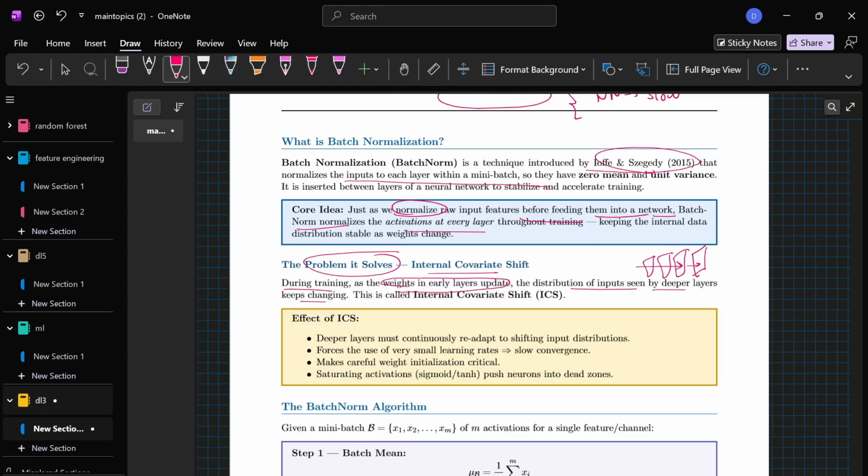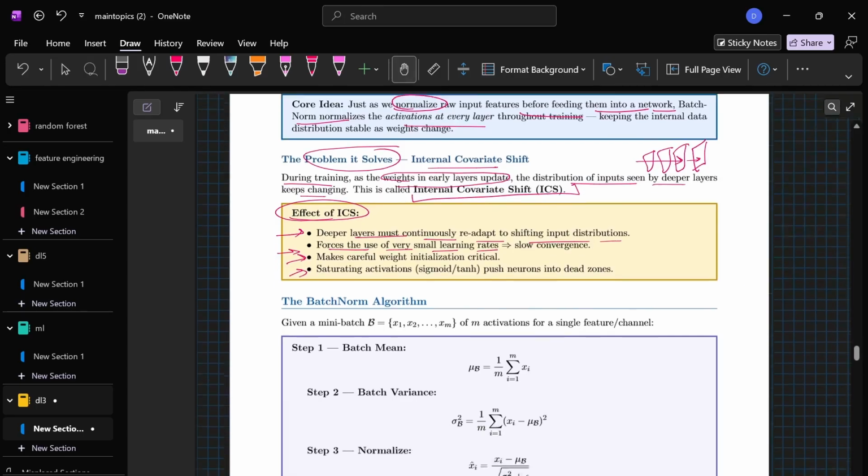Okay, this problem has a fancy name called internal covariate shift, ICS, and the effects are really painful. Deeper layers waste time constantly readapting to the new distribution instead of actually learning useful features. You are forced to use tiny learning rates, which means training becomes painfully slow. You have to be extremely careful about how you initialize the weights at the start. And if you're using activation functions like sigmoid or tanh, your network may get stuck in a dead zone.